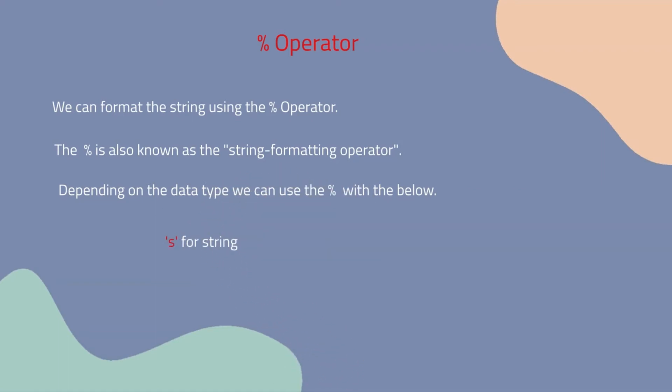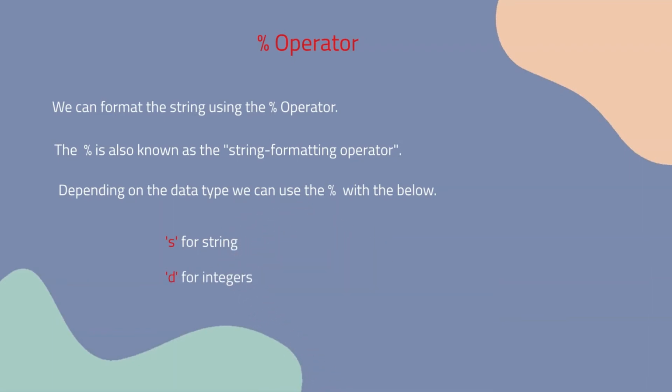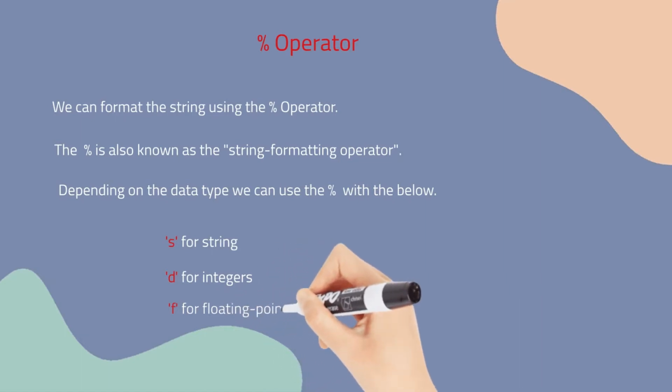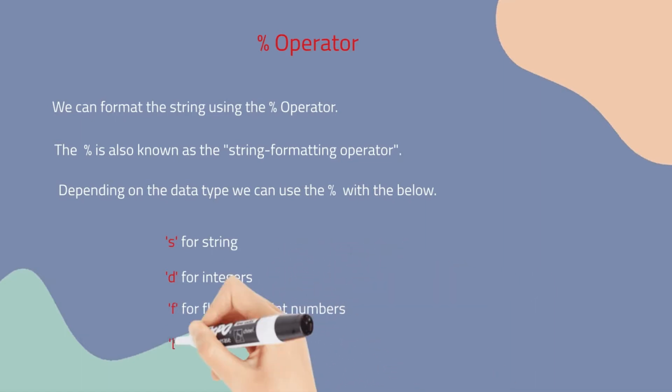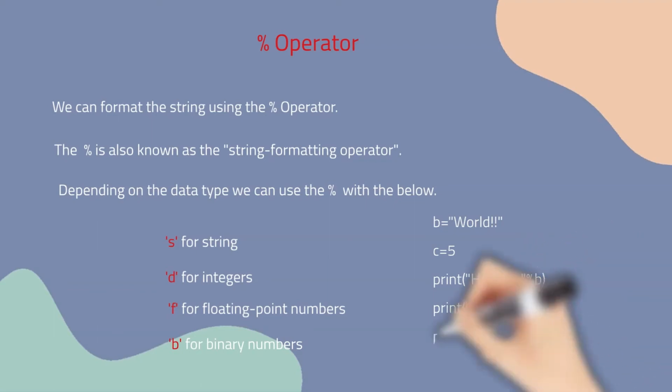S for string. D for integers. F for floating point numbers. And B for binary numbers. For example, 2 variables are declared.